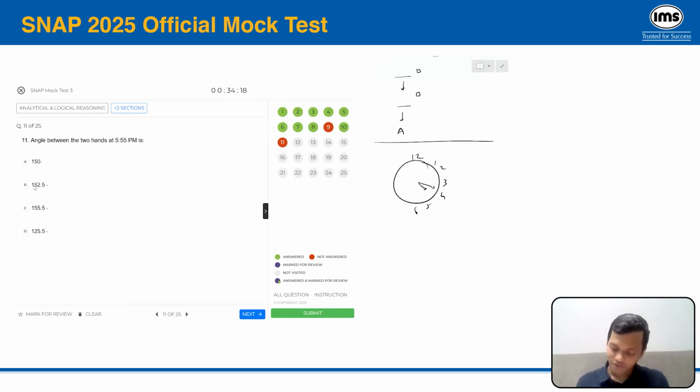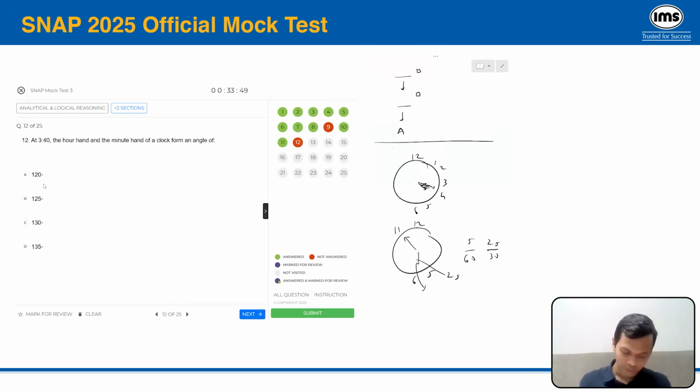Two hands at 5:55. Okay, 5:55. So 5, 6, 11, 12. 5:55 would look something like this, right? So this has another 5 minutes to go before it meets this thing. So out of 60 minutes, basically 5 have been covered. So out of 30, that's going to be 2.5. So we're going to have 2.5 and then 5. 152.5 should be the answer.